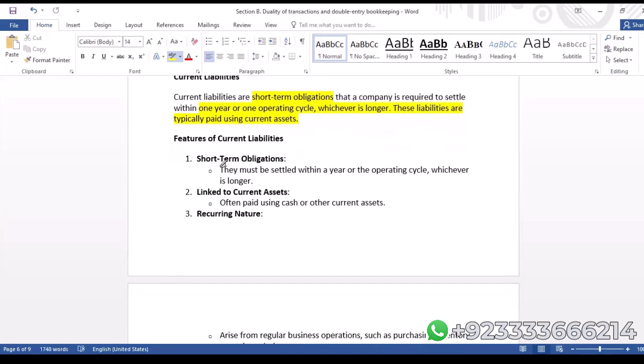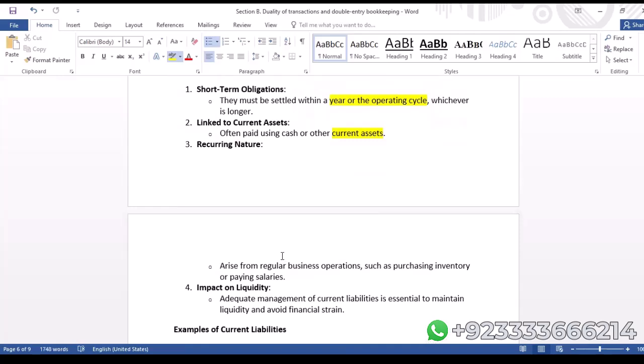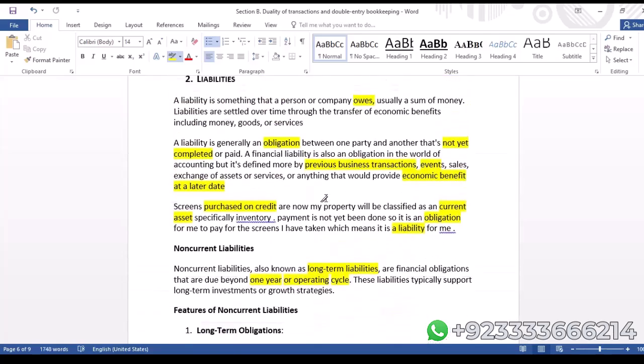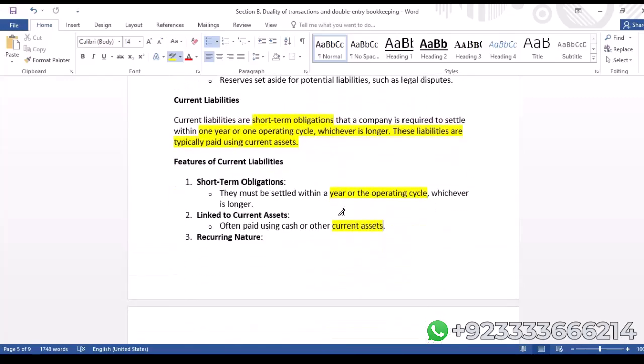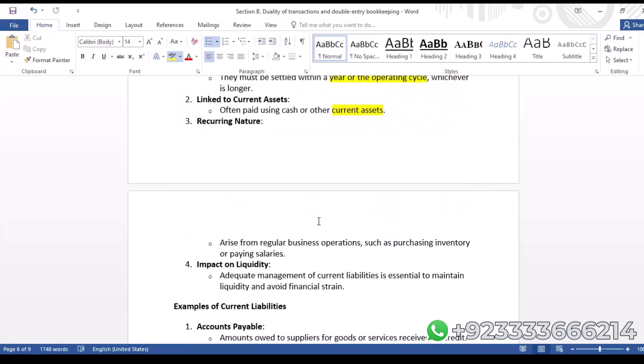Now it is a short-term obligation that we have to pay in 1 year. It is paid by current assets. It is recurring in nature, same as current assets. It will be coming again and again. In the example above, we are purchasing screens on a monthly basis. So we are having a credit purchase every month, and we are generating a current liability every month. So it is recurring in nature. We have to pay salaries every month. So it is recurring in nature. It is to be paid every month.